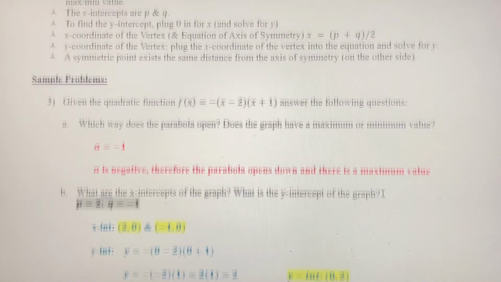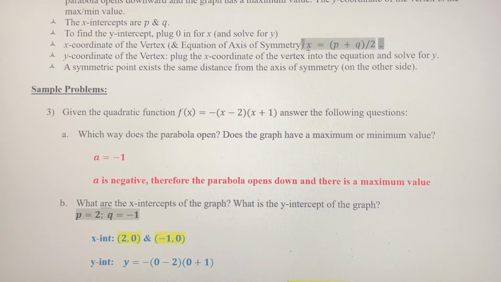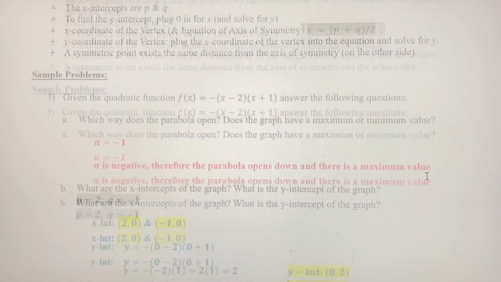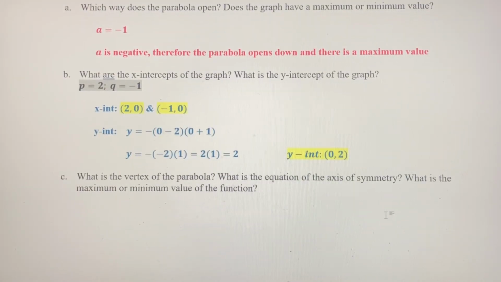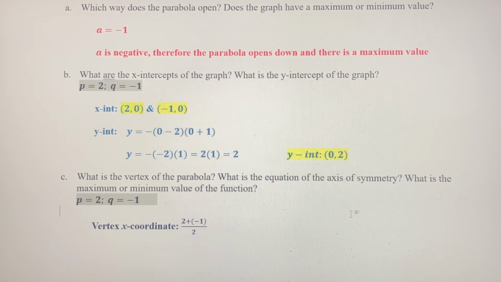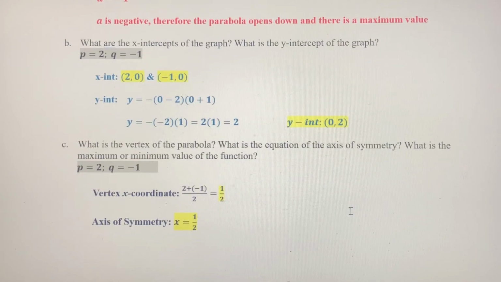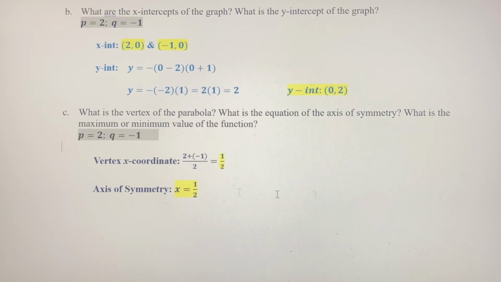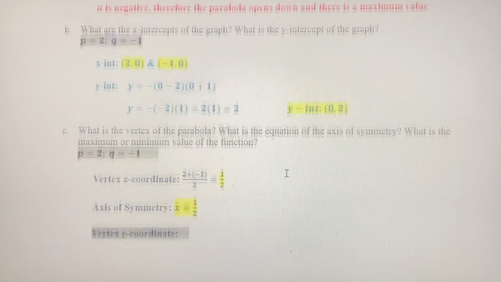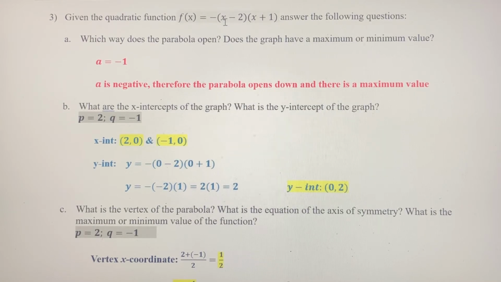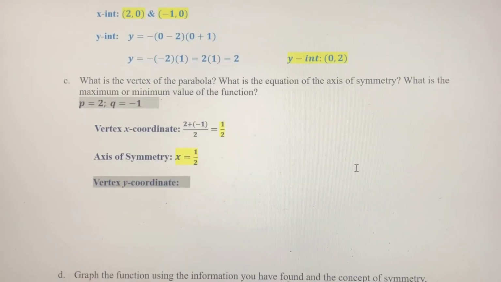The vertex, remember, the vertex x is going to be the average of those x-intercepts. So the vertex x-coordinate is going to be p plus q, 2 plus negative 1, divided by 2, which gives me 1/2. So my vertex x is 1/2, which gives me my axis of symmetry as well. That's the vertical line through x equals 1/2. And to find the vertex y, I'm going to plug 1/2 again back into my original function. Replace x with 1/2 here and here.